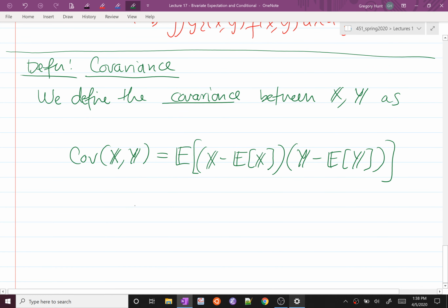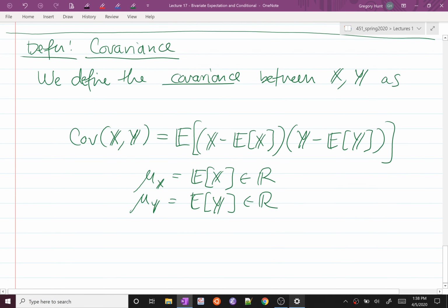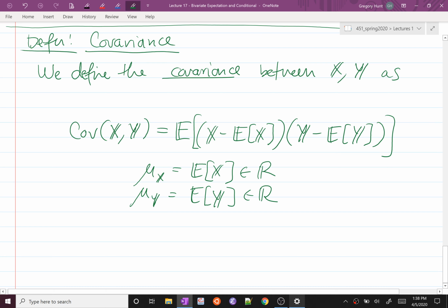Remember that E of X, you could call E of X just mu sub x. It's a constant, some number in R. And similarly, you could say mu sub y is the expected value of Y, again just some number that we know. So you could alternatively rewrite this as the expected value of X minus mu sub x times Y minus mu sub y.